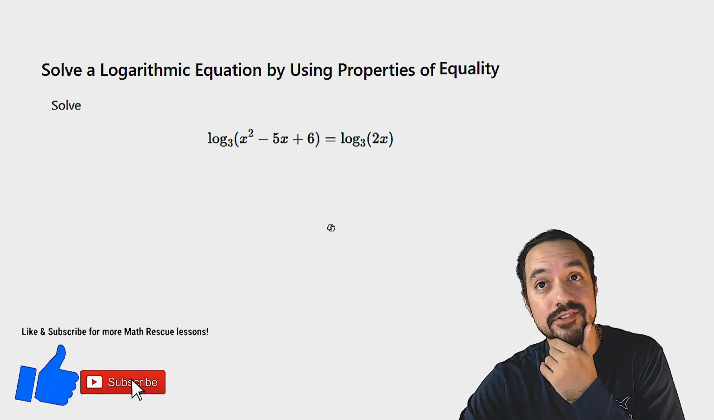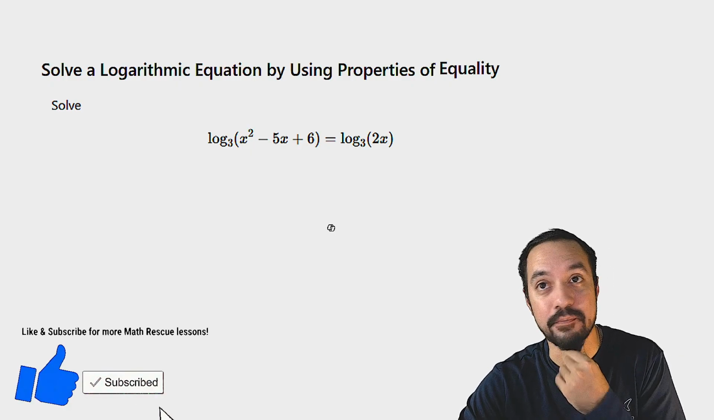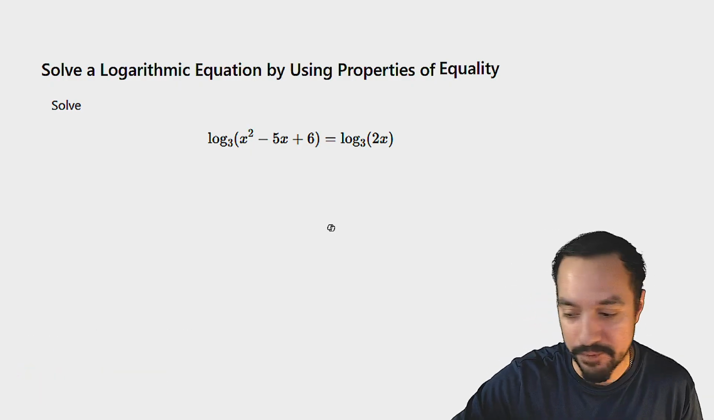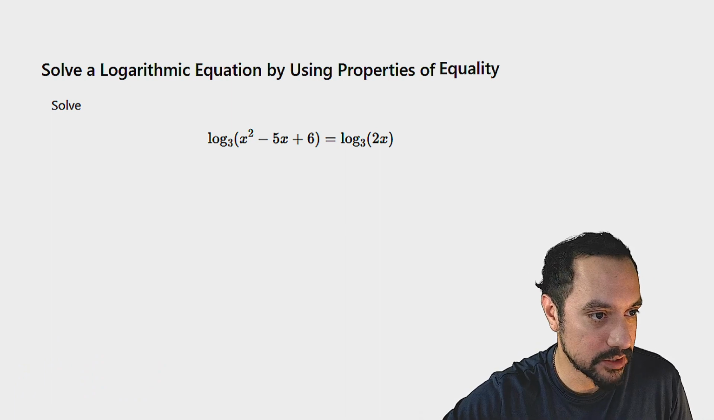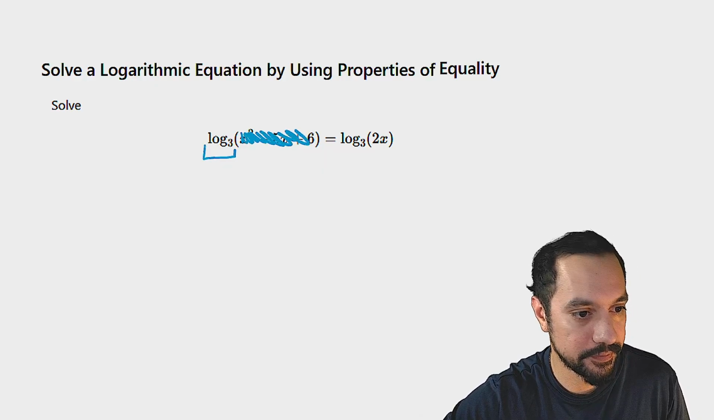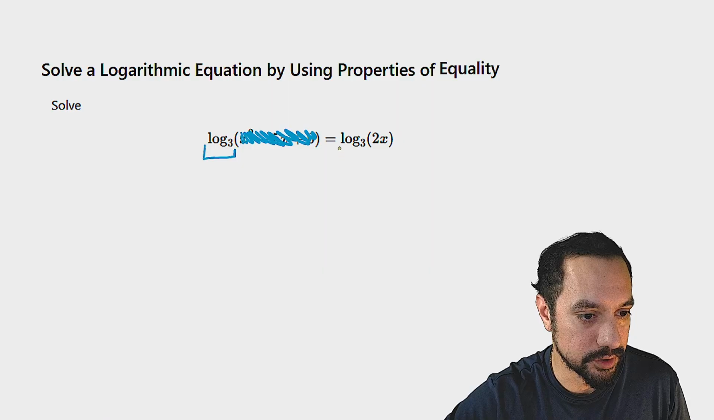Alright, so we want to solve this logarithmic equation. Man, it looks scary, but it's okay. We're going to be alright. Let's talk about some of the structure that we're seeing here. So we're seeing log base 3 of something is equal to log base 3 of something else.